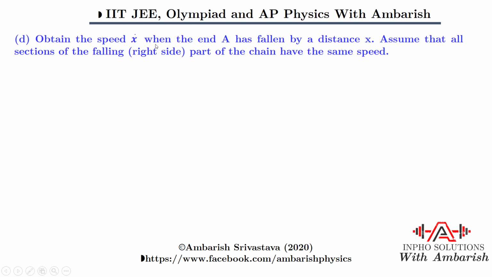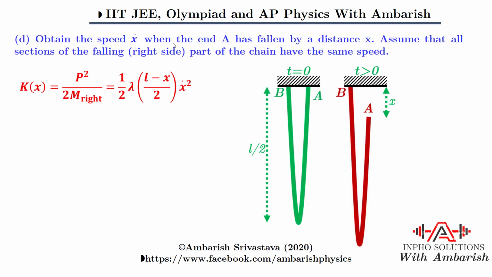Whatever is the loss in potential energy should feature as the gain in kinetic energy. We know the initial potential energy, we know the potential energy as a function of x, and using that we find kinetic energy as a function of x. Once you have kinetic energy, you can equate it to half mv square to get x dot. So that's what we have done. Let's look at the equations. Kinetic energy is half mv square, or you can say p square by 2m.